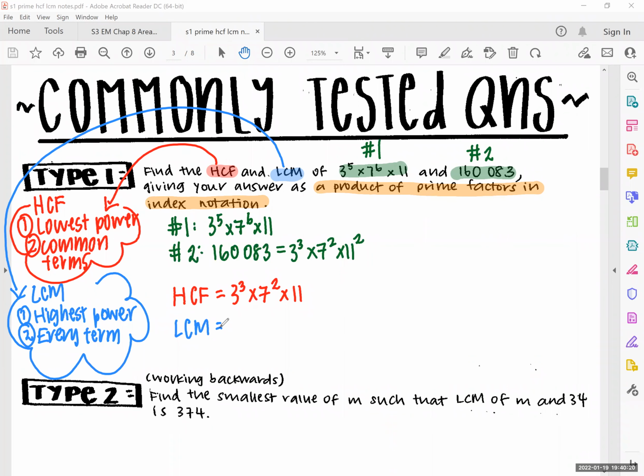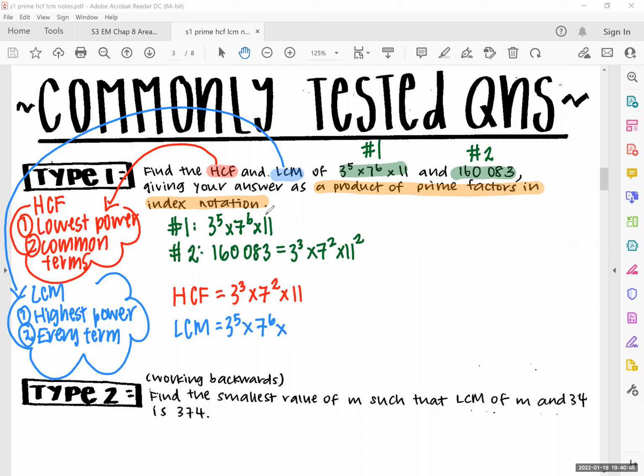So now for LCM, you must take the highest power in every term, right? So what is the highest power? Let's start with 3 to the power of 5 and 3 to the power of 3. If we take the highest power, it should be 3 to the power of 5. Next up, let's do the base of 7. This is 7 to the power of 6 and this is 7 to the power of 2. So which is the higher one? 7 to the power of 6. Yes, 7 to the power of 6.